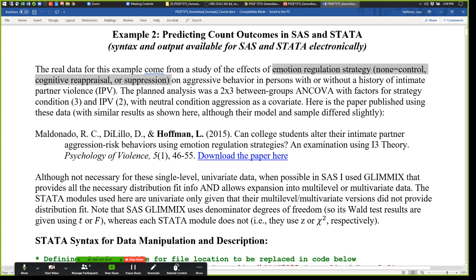And then they have a sample of people either with or without a history of intimate partner violence. By the way, reviewer 3 wanted us to call this intimate partner aggression in the manuscript, and so we did. So they were like, fine, it's IPA then. But IPA sounds like a beer. So I'm sticking with IPV. What? That's what they call IPV. Well, tell that to reviewer 3.